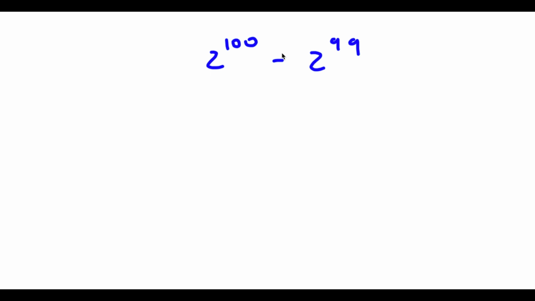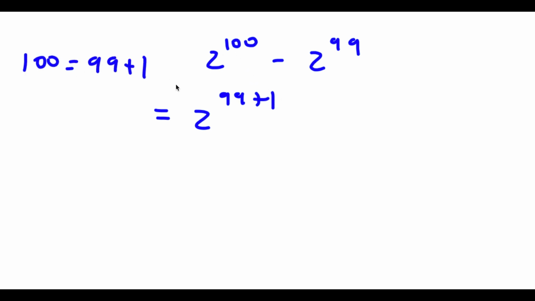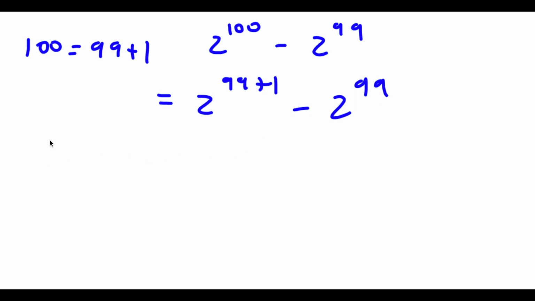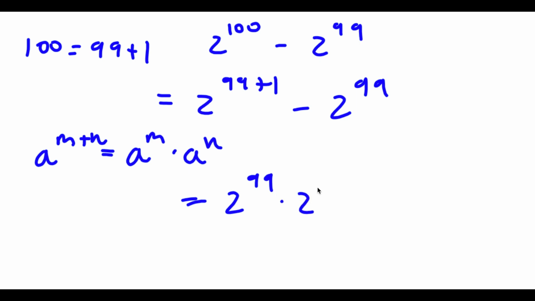Alright, so I have 2 to the power of 100 minus 2 to the power of 99. Now, 2 to the power of 100, this is the same thing as 2 to the power of 99 plus 1, because 100 is equal to 99 plus 1. So I have 2 to the power of 99 plus 1 minus 2 to the power of 99. Now, if I have something in the form a to the power of m plus n, this is equal to a to the power of m times a to the power of n. So 2 to the power of 99 plus 1 is going to equal 2 to the power of 99 times 2 to the power of 1. Now I have this minus 2 to the power of 99.